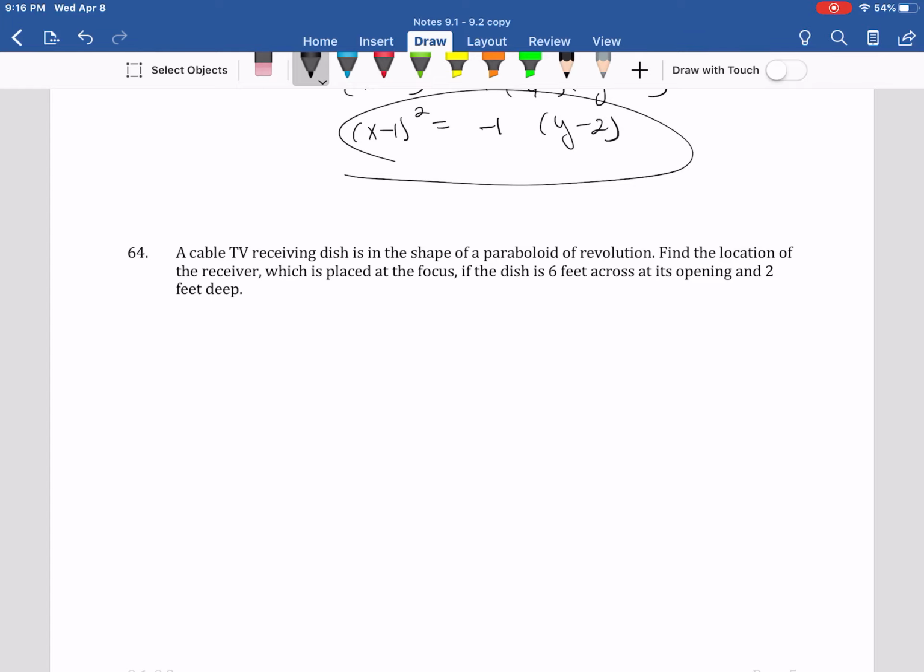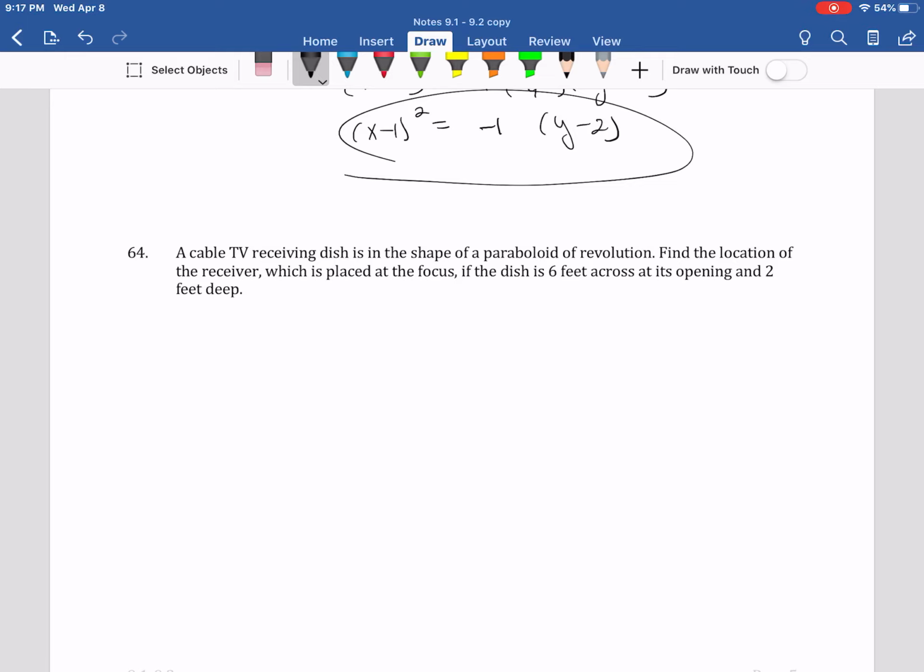Number 64 is an application now. We have a satellite dish. A satellite dish is in the shape of a paraboloid of revolution. I showed you what that looked like in the first video for this chapter. You know what a satellite dish looks like. So it's a parabola that you spin on its vertex, and it creates this dish or bowl shape, okay?